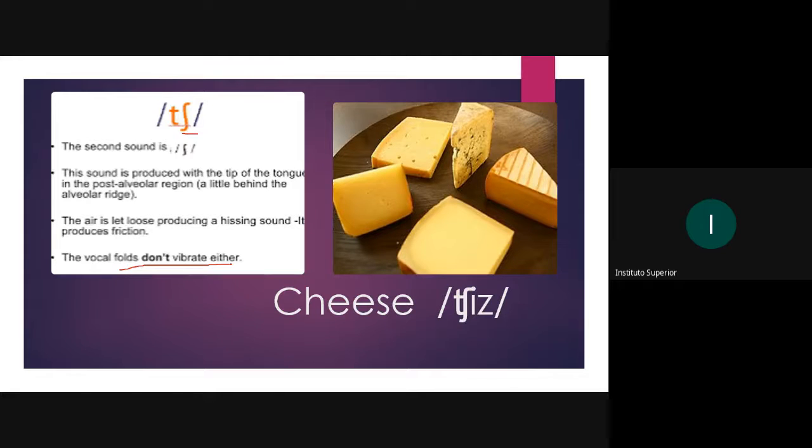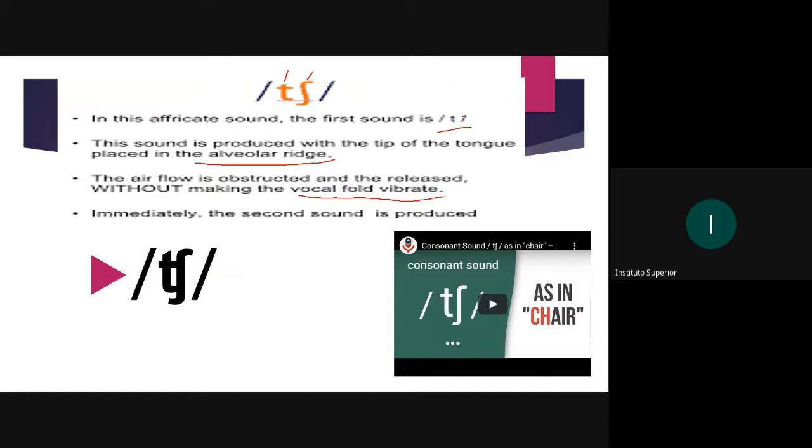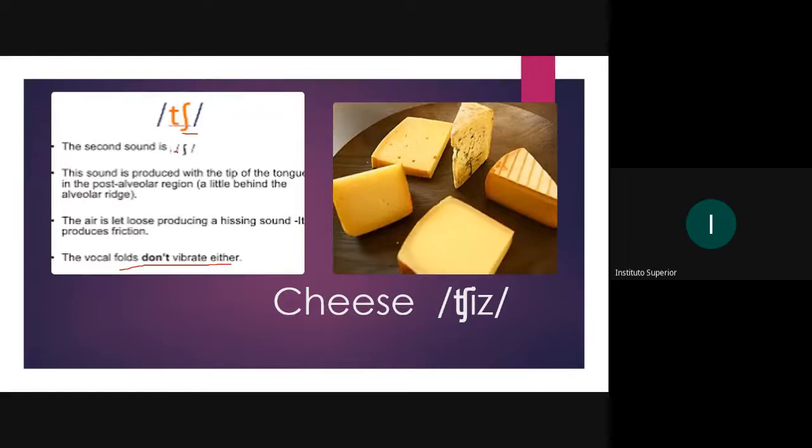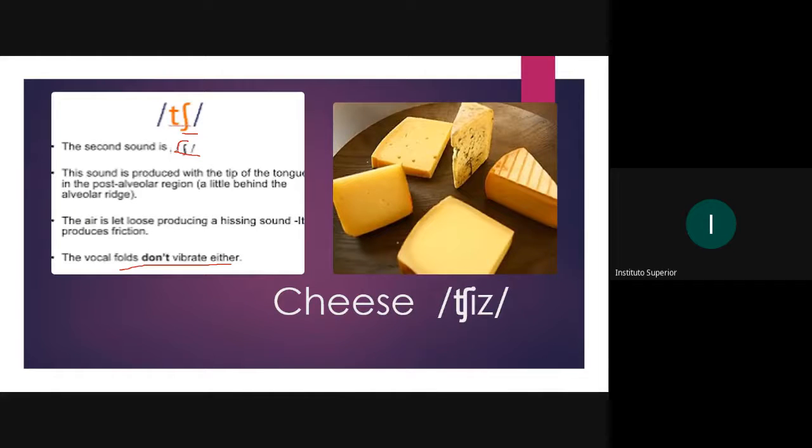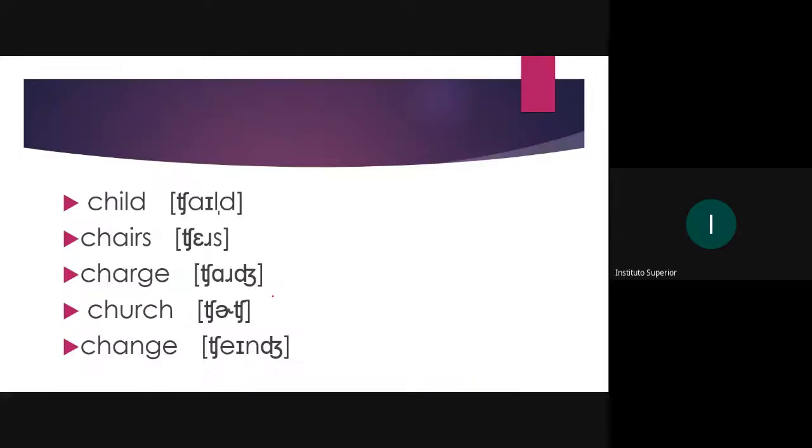In this sound, we should combine this one and this one. First, we should try to produce one sound, and then we should try to produce the other. When we combine, we can produce words like cheese, cheese, cheese. Let's practice with these words.